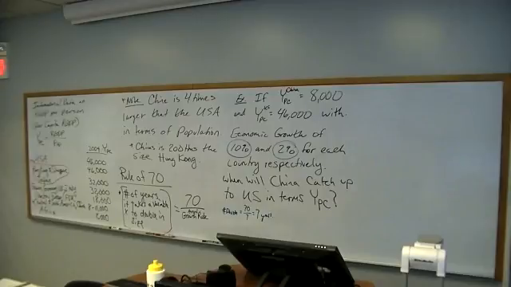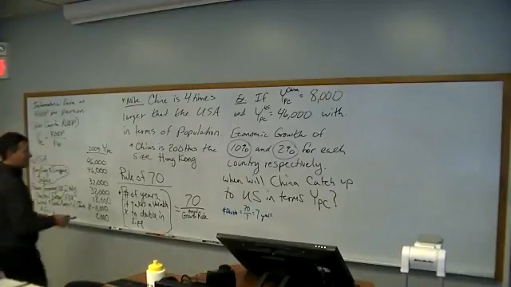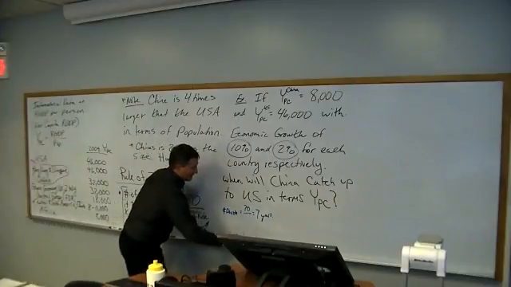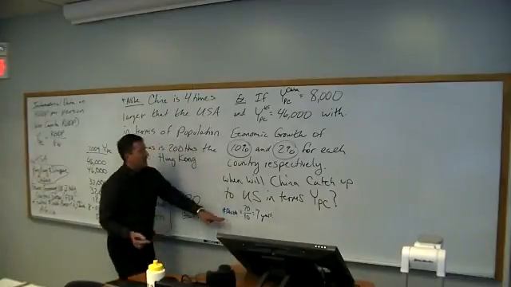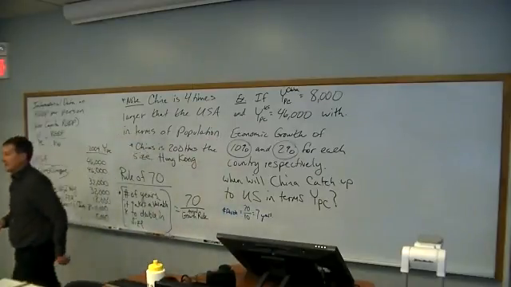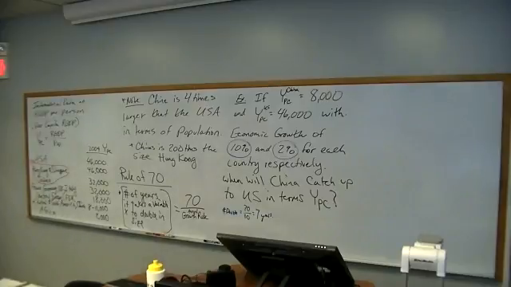Where did I get 7? That's a good question. 70 divided by what? 10. I just did a typo. Sorry about that. 70 divided by 10. 10 is the growth rate. 70 divided by 10 is 7. So interpretation would be in 7 years, China grows from 8 to 16,000. In 7 years, China's going to grow from 8 to 16.